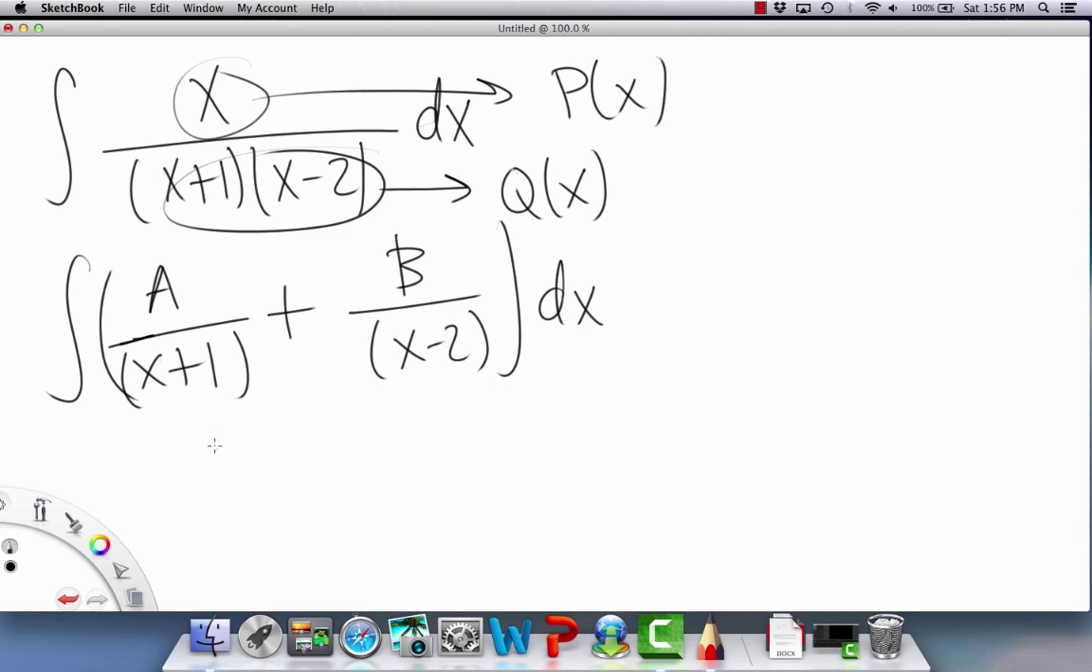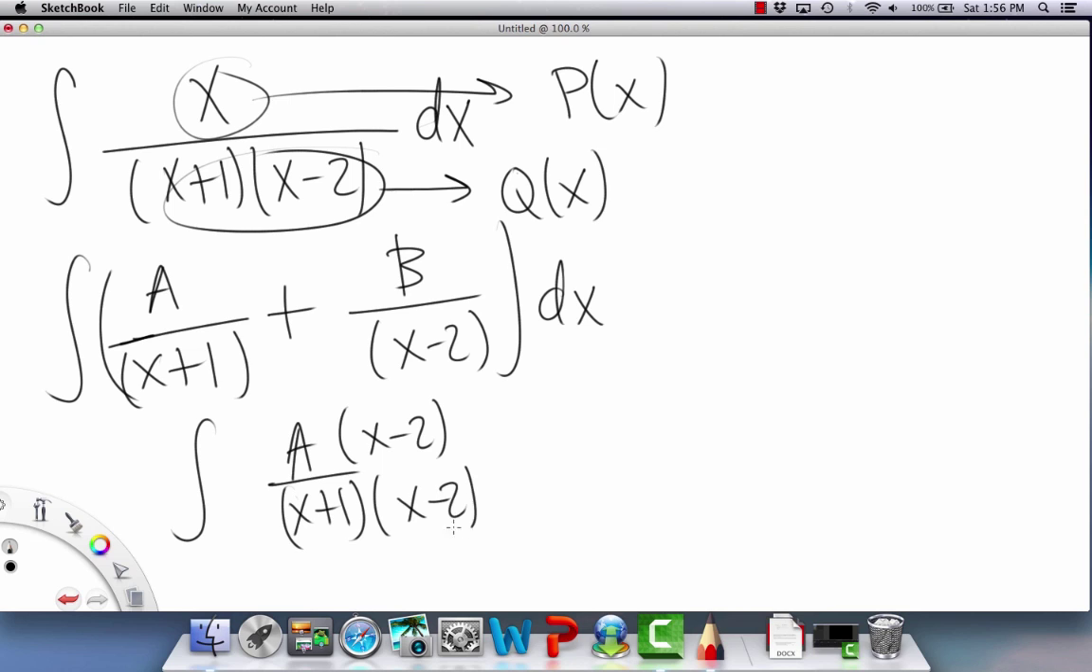So here's the process to doing this. As I mentioned right before this, finding common denominators is key. So if we want to actually add these fractions together, what we'll have to do is get common denominators. So we have our a over x plus 1. So if we want to add it to the b part, we have to multiply top and bottom by x minus 2, right?